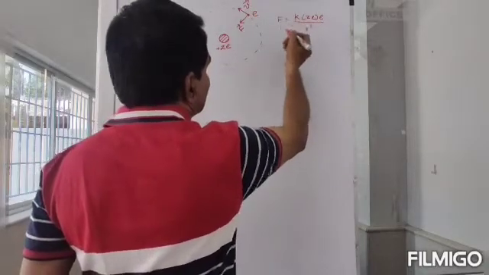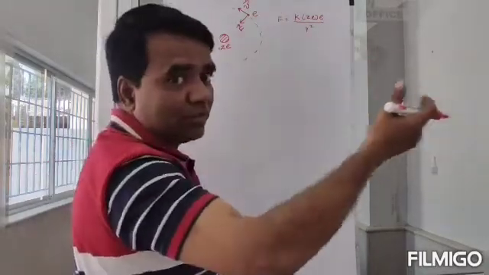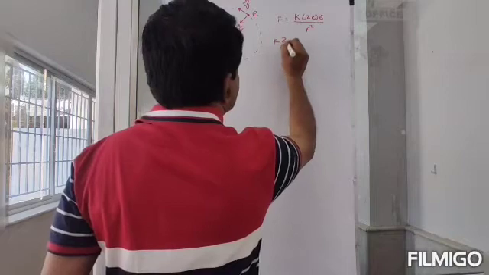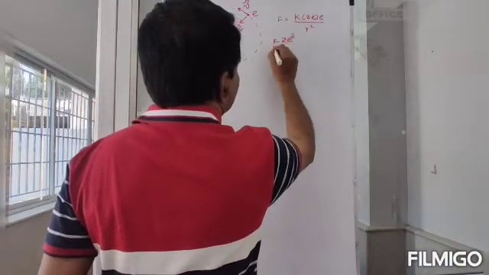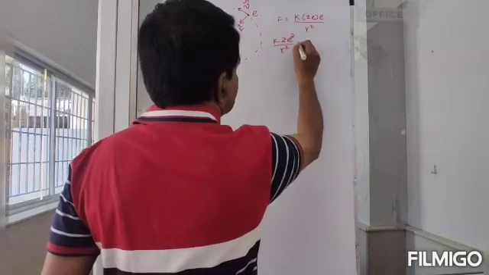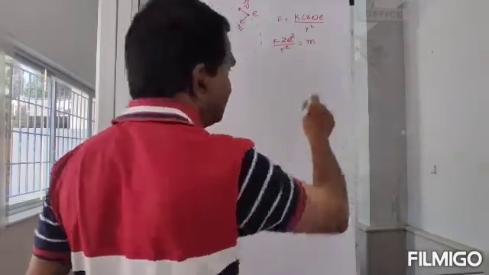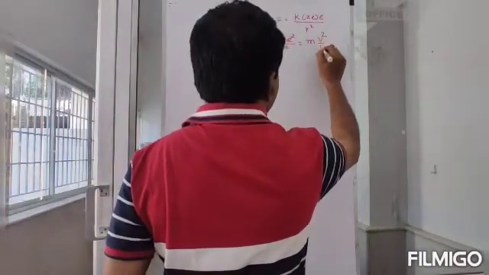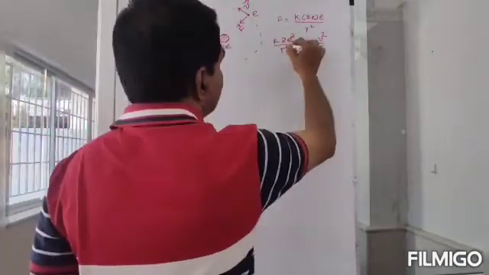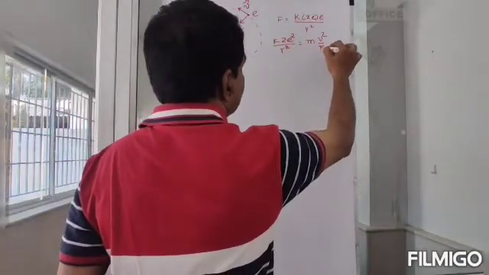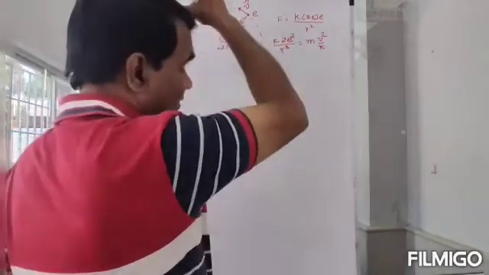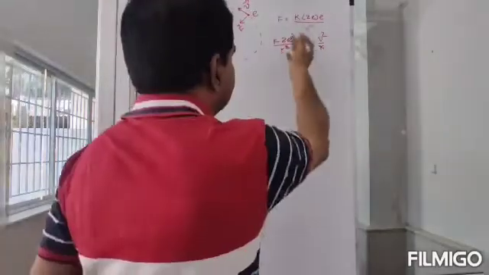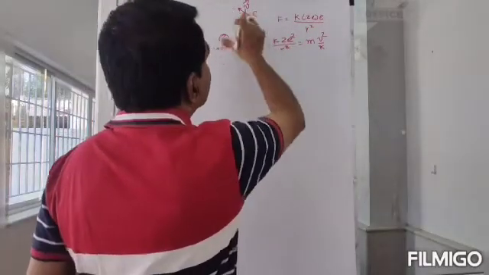Then I can equate this force to m v squared by r. So this force, k Z E squared by r squared, is equal to m times the centripetal acceleration, which is nothing but v squared by r. So from this I can remove this one, and I can have two equations from here. So first of all, I can find the radius, right?